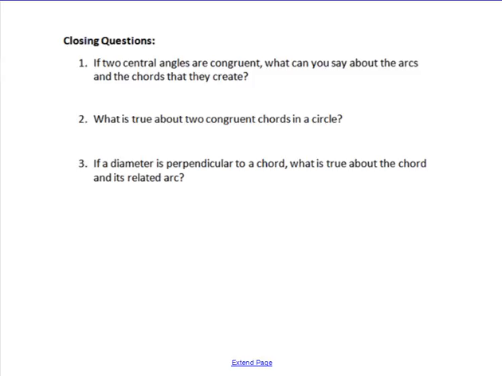If two central angles are congruent, what can you say about the arcs and the chords they create? What is true about two congruent chords in a circle? And then finally, if a diameter is perpendicular to a chord, what is true about the chord and its related arc? All dealing with those theorems we dealt with.